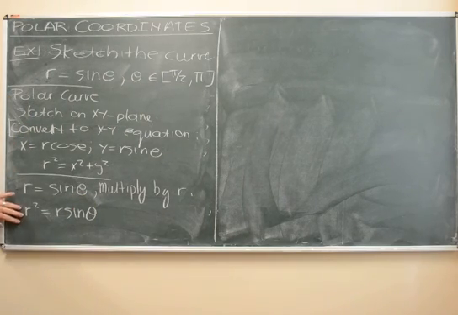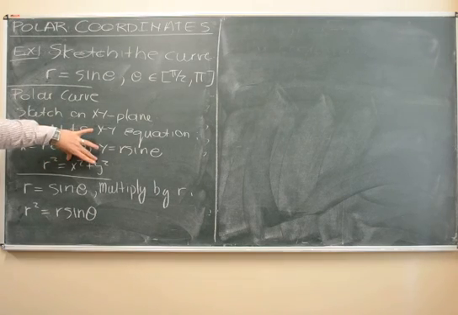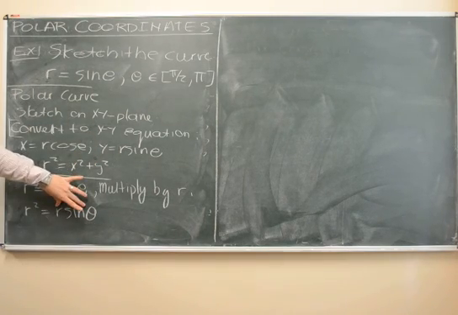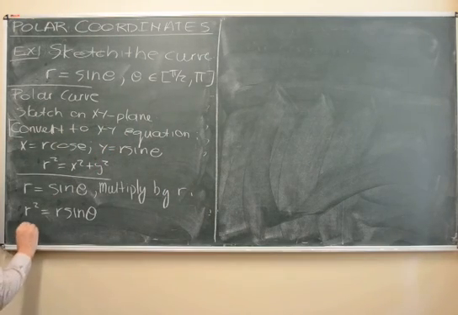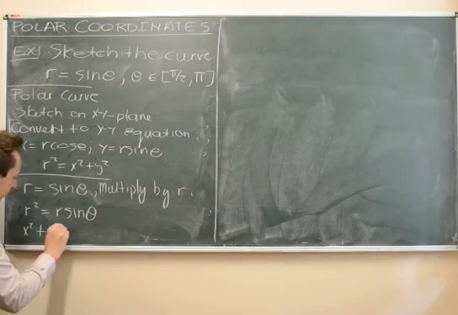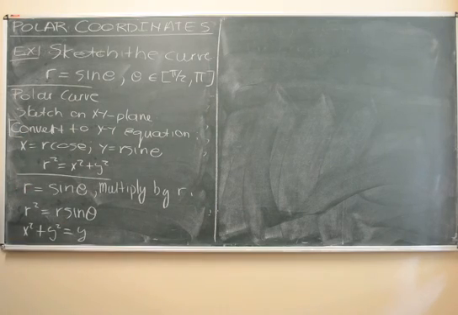Because here we have r squared, which is x squared plus y squared, and then we have r sine theta, which is y. So this equation can be written in terms of x and y as x squared plus y squared is equal to y.